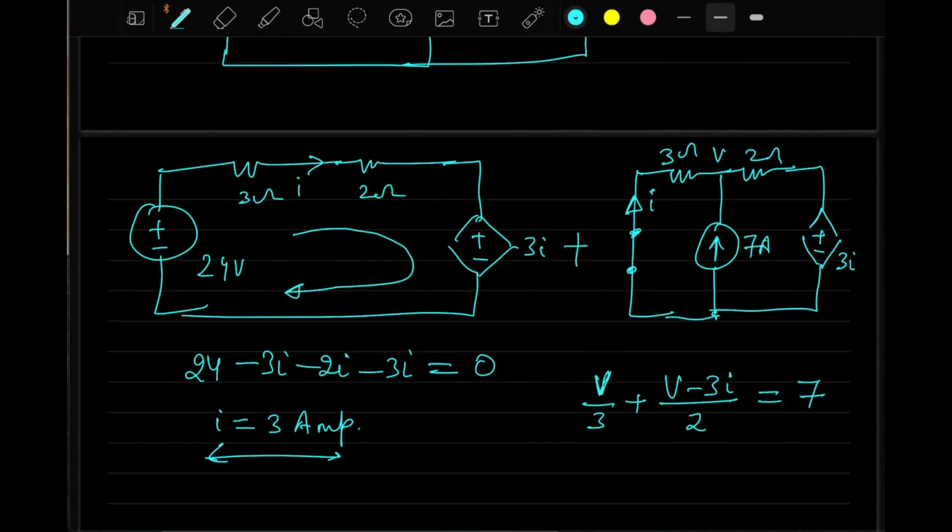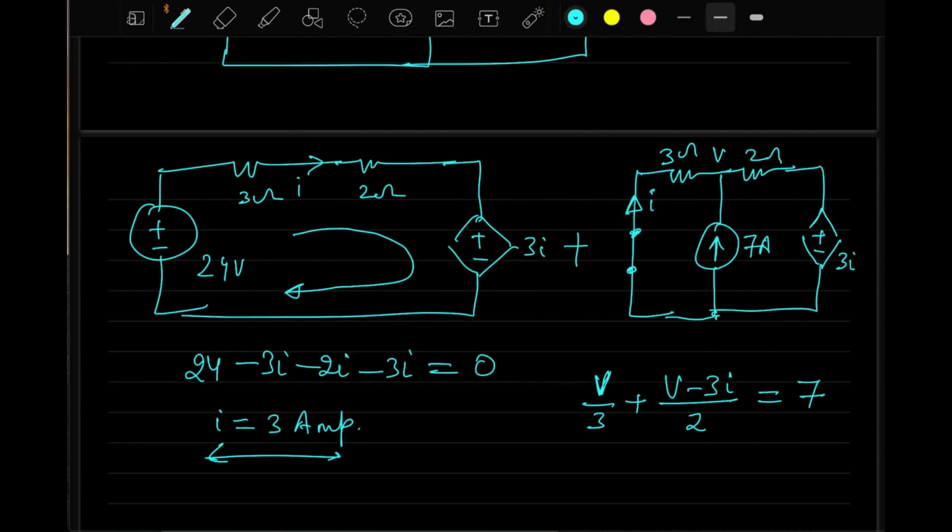So what are we assuming in nodal? We are assuming in nodal that the currents are leaving the node. When we derived it, we assumed that currents are leaving the node. So if currents are leaving the node, one is V by 3, another one is (V minus 3I) divided by 2, because it's a current controlled voltage source. And current is entering the node, so it's a 7 ampere here. And you know that this V is unknown. So this current direction is actually going in this way.